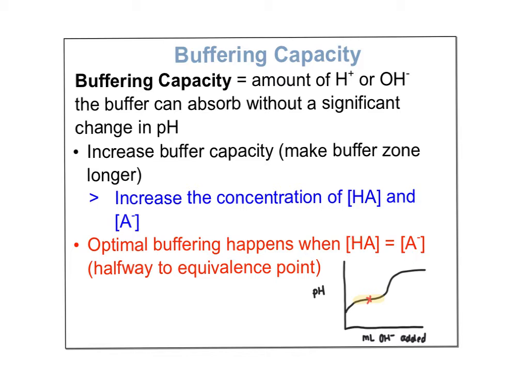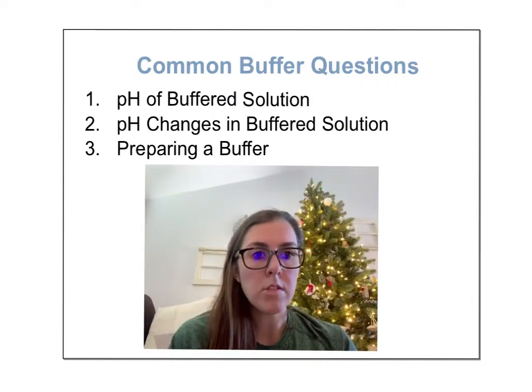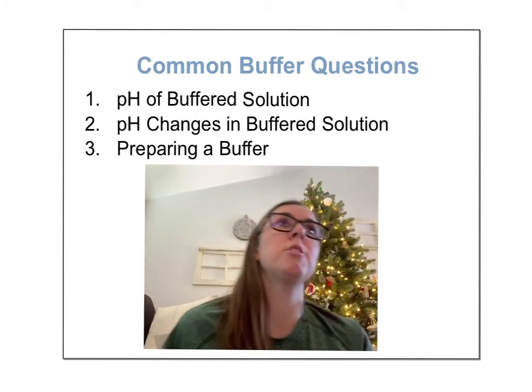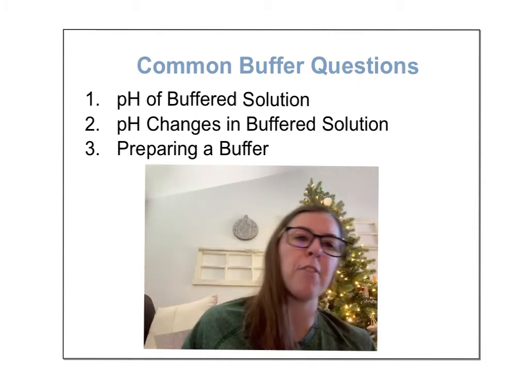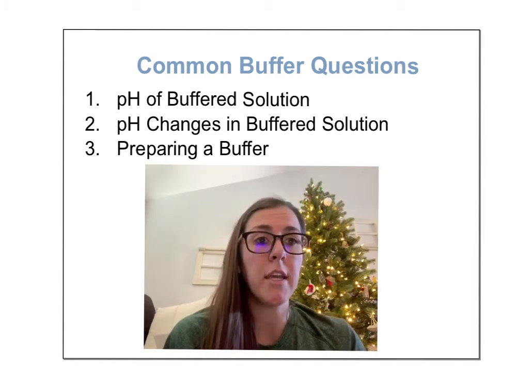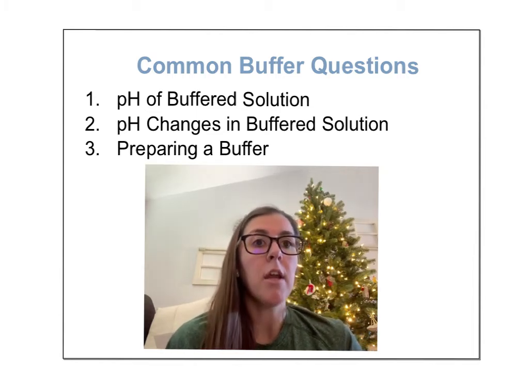1 molar and 1 molar is even a better buffer because we have higher concentrations and they are equal. The best buffer happens at the halfway to the equivalence point, and that's the same point where the weak acid and its conjugate are equal. So in addition to maybe conceptual questions or multiple choice questions, like is this a buffer, what's the best buffer, the calculation-based questions you're going to see this unit related to buffers are things like this.